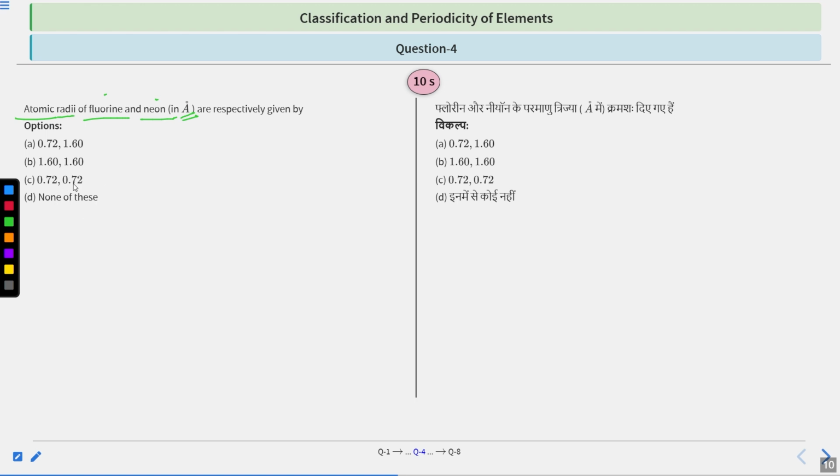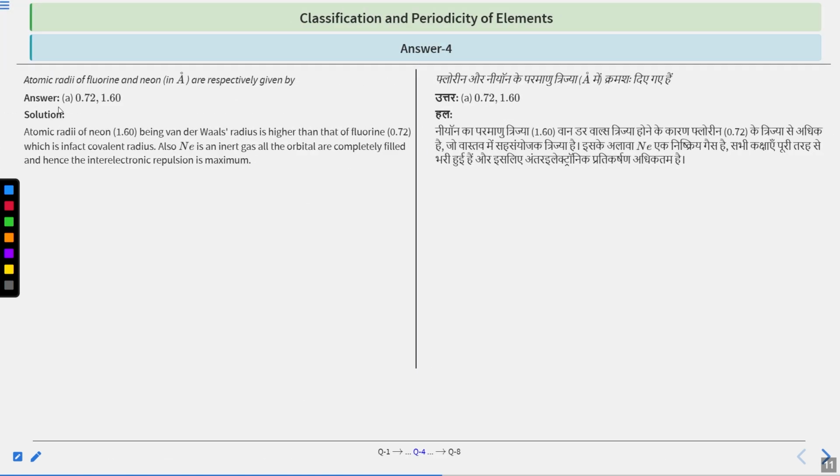You have 10 seconds to solve this question. After that, we will see the correct answer. See, the correct answer is option A, that is 0.72 and 1.60. So atomic radius of neon, which is 1.6, being van der Waals radius, is higher than fluorine, that is 0.7, which is in fact covalent radius.